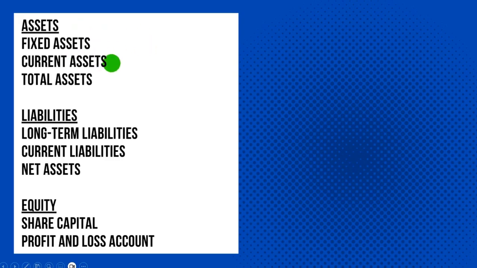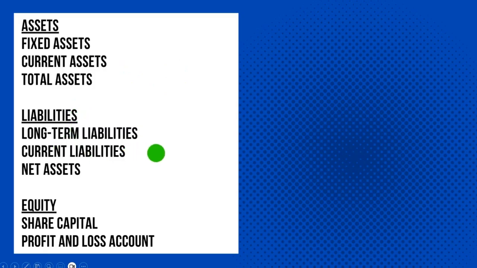Current assets, that's going to include the prepayments that were done for the entity that you calculated. Also the closing stock figure, that balance, that closing stock in the stock adjustment, that's going to show within this current assets section. Moving down to liabilities.